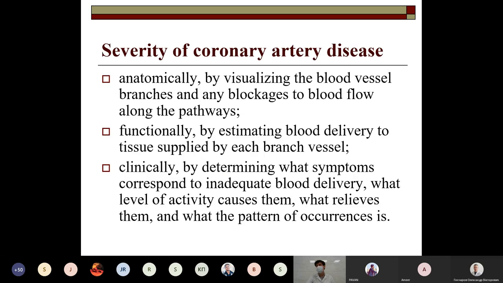So the severity of coronary artery disease: this definition does not seem to be widely used, but today we absolutely know that the anatomical, functional, and clinical characteristics of the severity of CAD are different from each other, and yet there is a tight interrelationship between them. The anatomical substrate, blockade of blood vessel branches and of the blood flow along the pathways, can be mediated by plaque formation, the localization of the plaque, and the volume of the lipid core in the plaque. The anatomical substrate can lead to functional abnormalities, including endothelial dysfunction, that lead to a defect in the delivery of blood to tissue, of oxygen and the substrate for oxygenation.